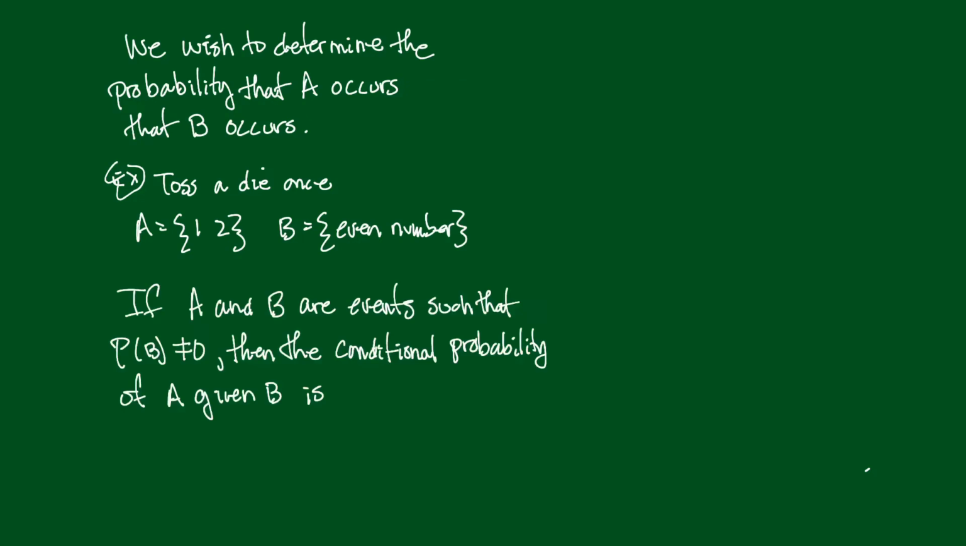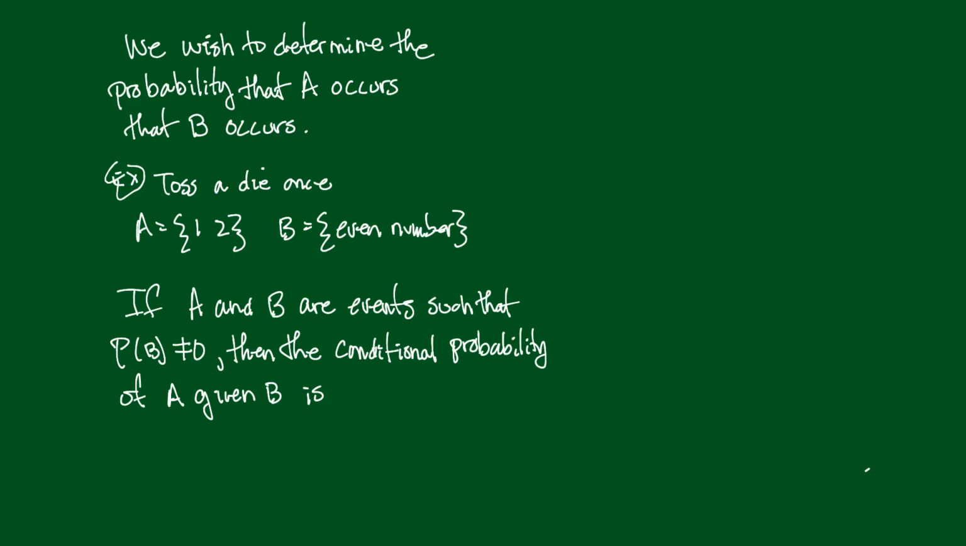So here's our formula coming up. If A and B are events, just imagine 2 events, such that we have to make this condition: the probability of B is not 0. You don't want to say something like this. You toss a die once. What's the probability of getting a 1 or a 2 given that a 7 came up? Well, you can't get a 7, right? So the probability of what happens can't be 0. Something has to happen.